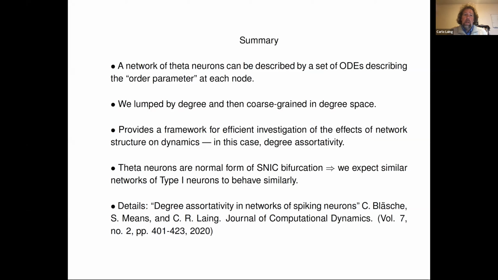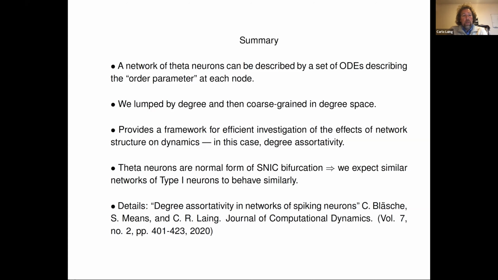So this provides a framework for the efficient investigation of the effects of network structure. In this case, degree assortativity. We've done more work on this, looking at correlations between the in degree and out degree of a single neuron, not between the in degree and out degree of two connected neurons. And we're working on other aspects of this, other generalizations of this.